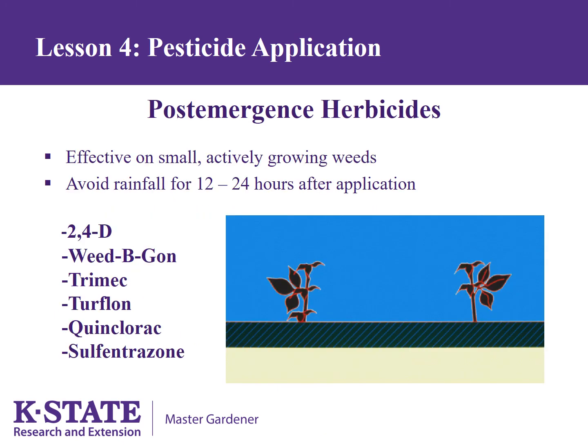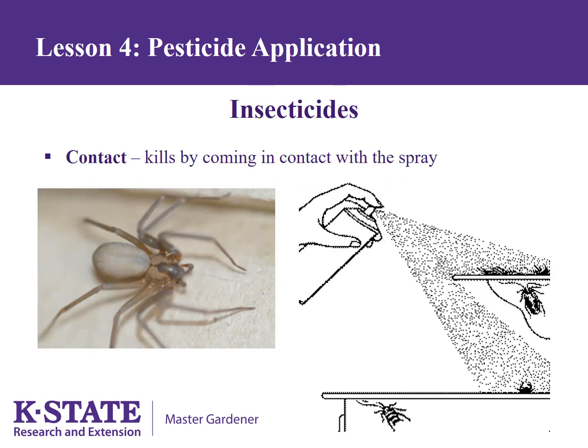Post-emergent herbicides are most effective on small, actively growing weeds. For these products to work, it is best to avoid rainfall for 12 to 24 hours after application. These products are usually used to control broadleaf weeds. Examples of post-emergent weed killers include 2,4-D, Weed Be Gone, Trimec, Turf.